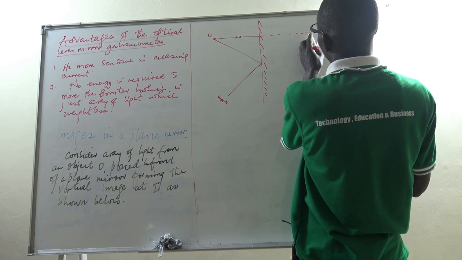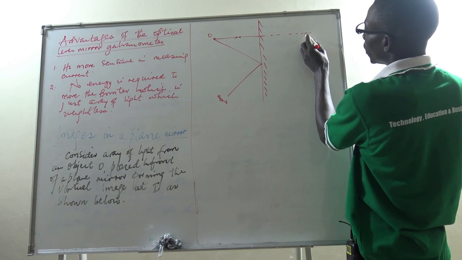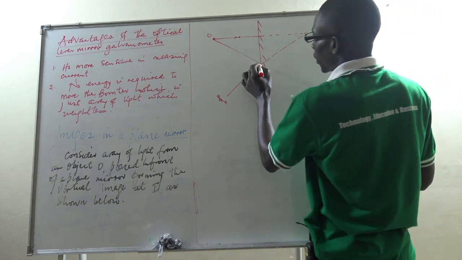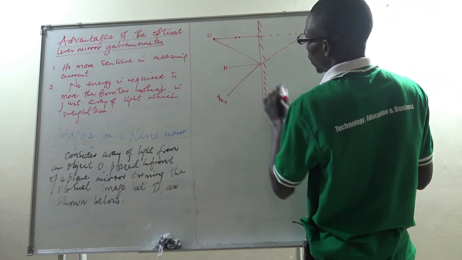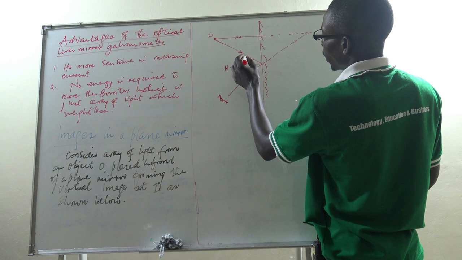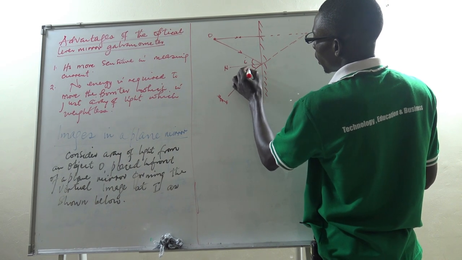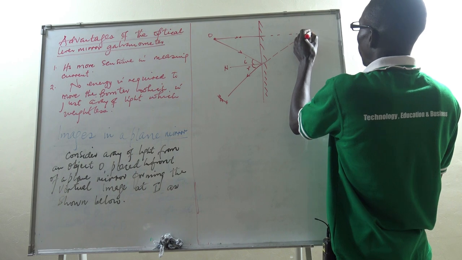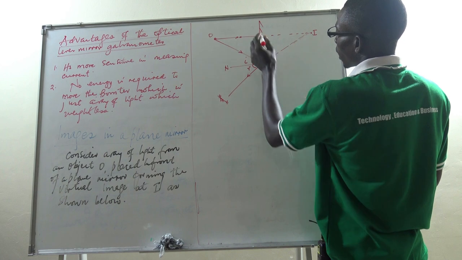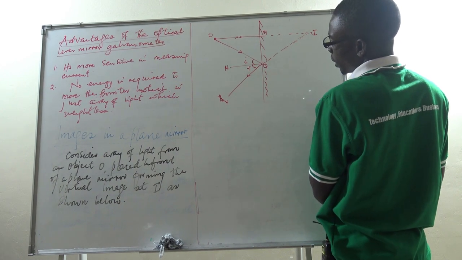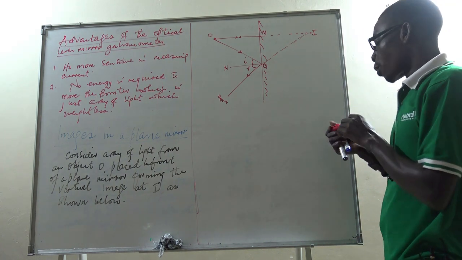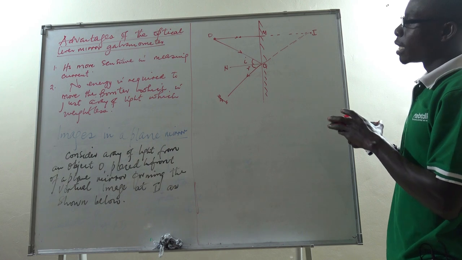So this one here will appear to be coming from there. Is that okay? So if this is my normal, and this will be very true that this one comes reflected, this will be angle I, this one will be angle R. So my image will be formed here as I. So if this is O, this can be M. Is that okay? That can be my M. That is my drawing for the formation of the image in a plane mirror.